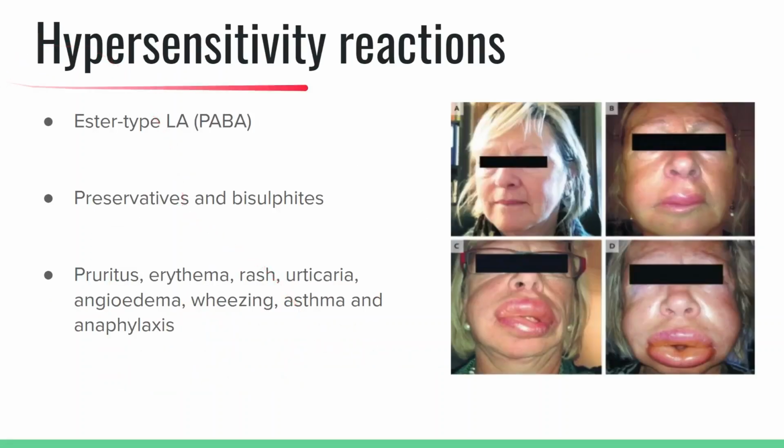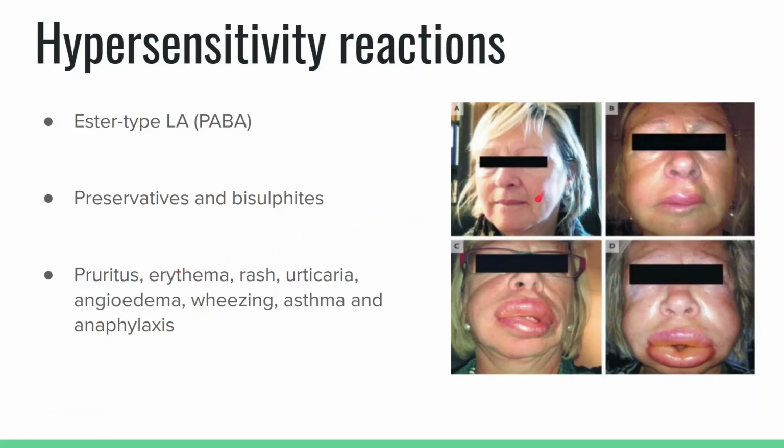The hypersensitivity reaction is something we already touched on, especially for the ester type local anesthetics because of the production of PABA, or para-aminobenzoic acid. We followed this progression of symptoms. Another thing that can cause hypersensitivity is the preservatives and the bisulfites. These can also actually cause hypersensitivity when we give the patient a local anesthetic with epinephrine.